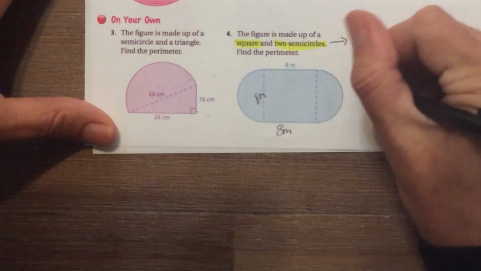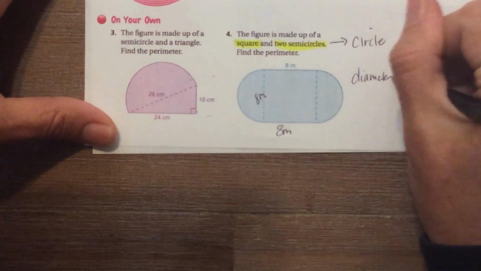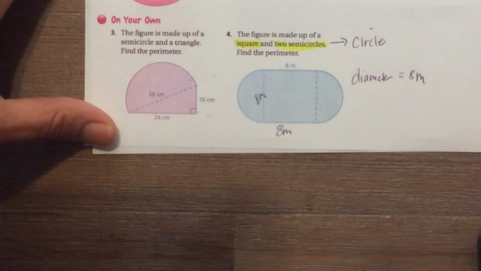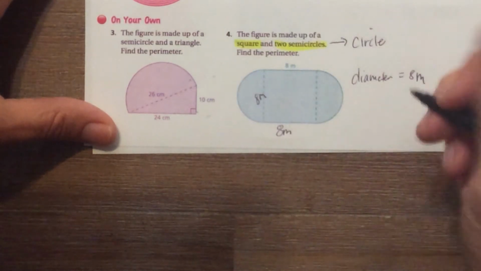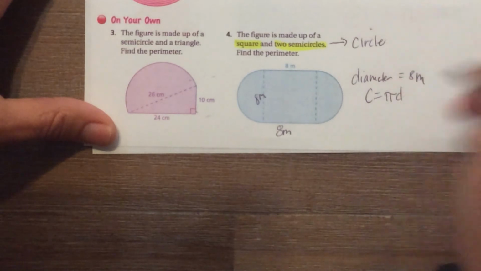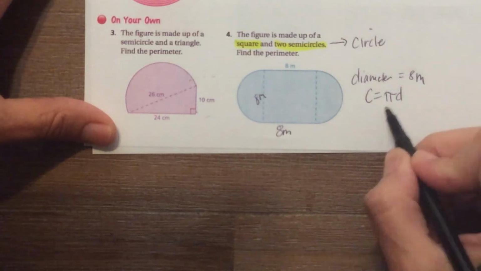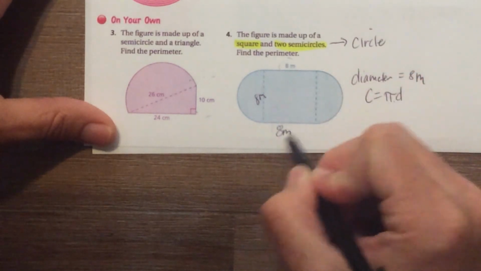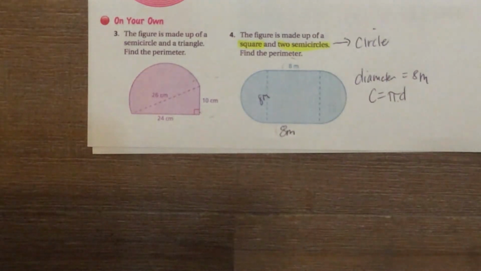So what does that mean? It means the diameter is 8 meters when you do the circle work. So C equals pi times D. You're going to get this answer and then add these two to it to get your whole thing. Now go ahead and pause it and give it a try.